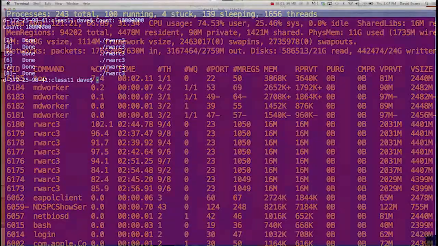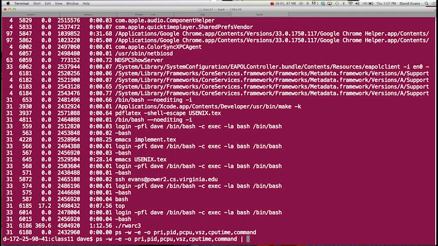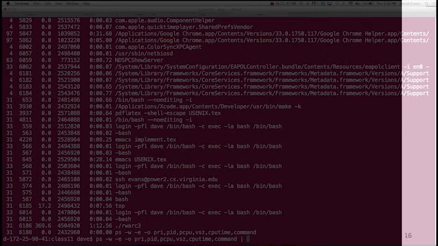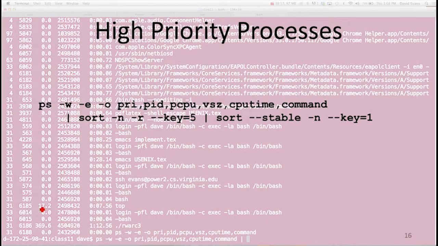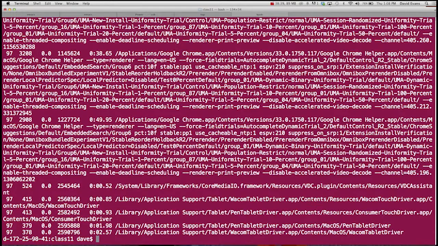If we look, the PS command is giving me a list of all the processes. For each one, I'm getting the priority, the process ID, the percent of the CPU, the virtual memory size, and the time they've used the CPU. And I'm going to sort those first by CPU time and then by priority. So we'll see them listed by priority.